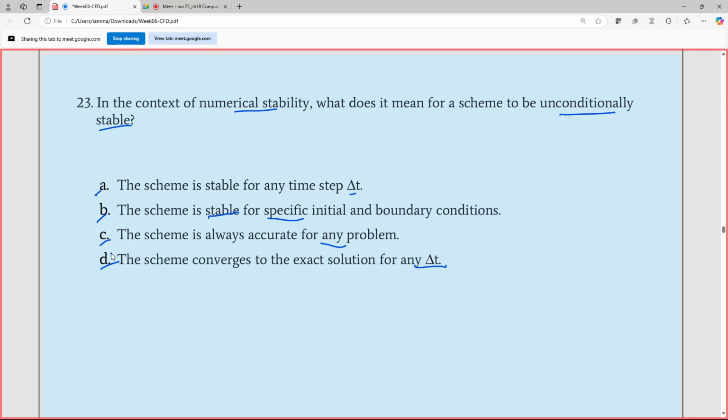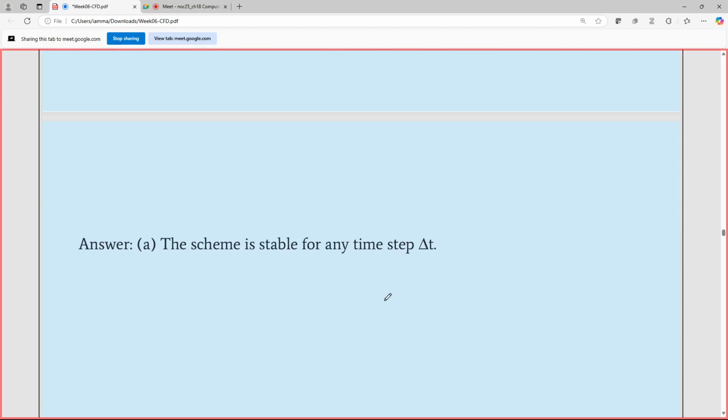The answer is option D. That is, for a scheme to be unconditionally stable, it means the scheme converges to the exact solution for any delta t. So that's the meaning of unconditionally stable.